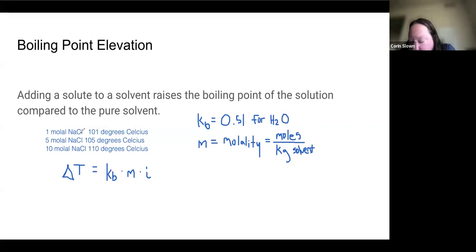Okay, so let's talk about this i value, or Van't Hoff factor. When I partition a molecule into its respective ions, i is the number of ions that are generated. So sodium chloride is going to generate how many ions? Two. Yep.